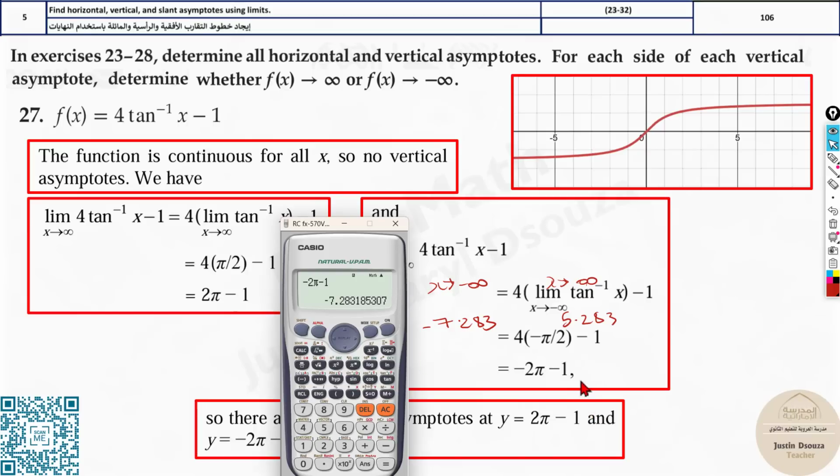So these are the two correct answers. All the others would be wrong answers. So that's how we come to the conclusion that these two are the answers: 2 pi minus 1 and minus 2 pi minus 1. They are the horizontal asymptotes, and there were no vertical asymptotes. From here you can tell there are no vertical asymptotes.